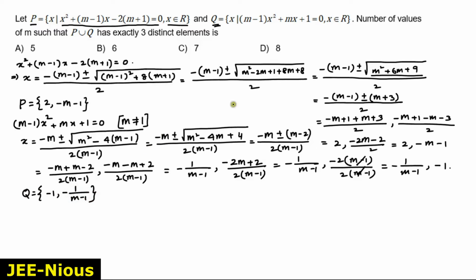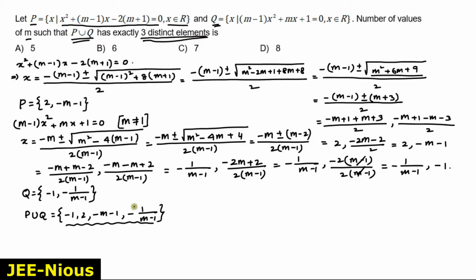Now observe. Now read the question. Find the number of values of m such that P union Q will have exactly 3 distinct elements. Now, directly if we take P union Q, then the elements that will come are minus 1, 2, minus m minus 1 and minus 1 by m minus 1. So there will be 4 elements in the set P union Q. But I need 3 distinct elements to be present in P union Q.